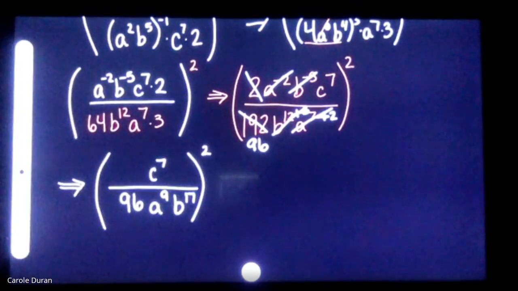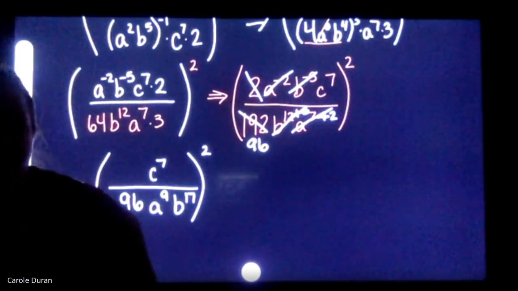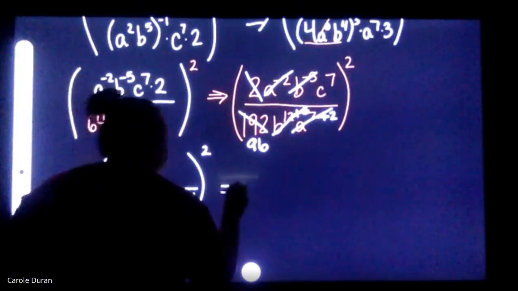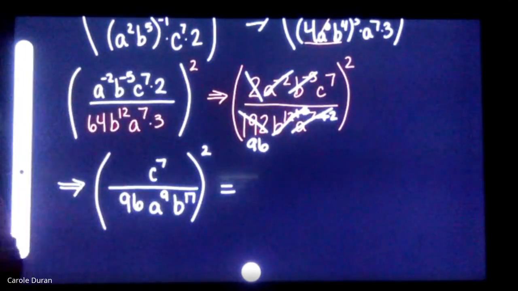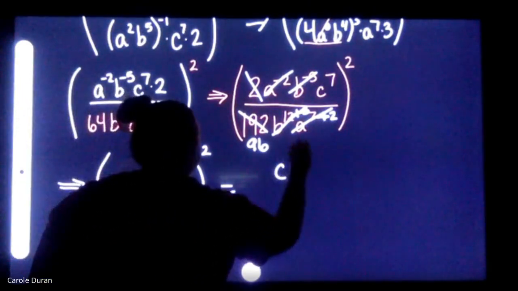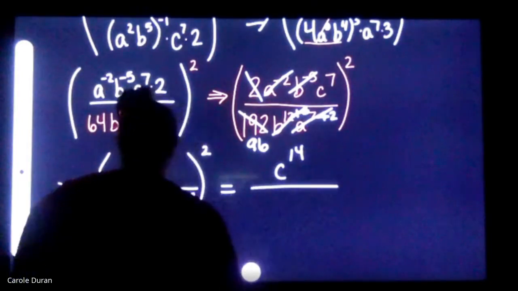And remember, this is all being taken to the second power. So now, since my fraction is technically as simplified as it can go, I'm going to raise everything to the second power. Which means when I raise an exponent to an exponent, it just multiplies together. So my numerator is going to become c to the 14th power.